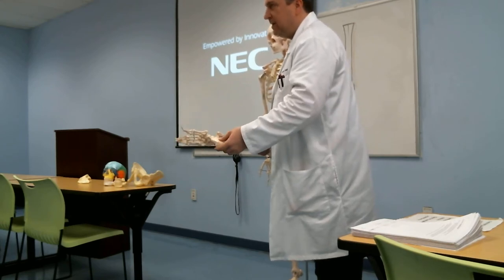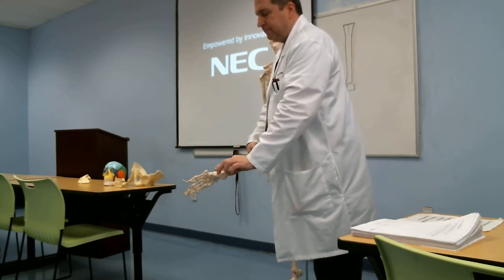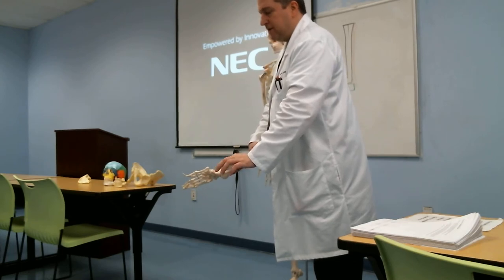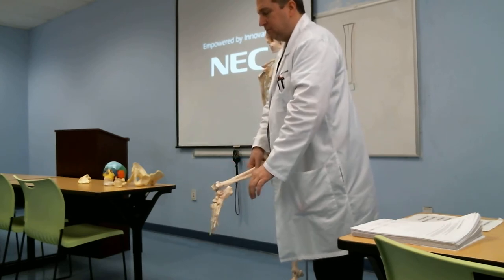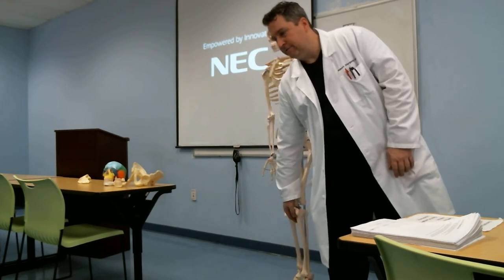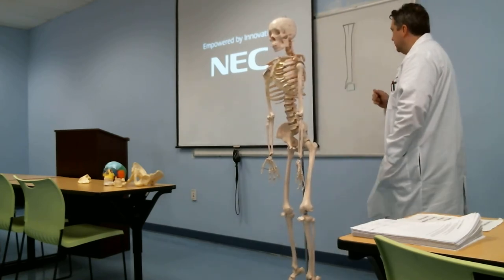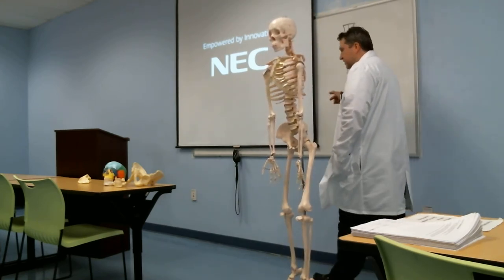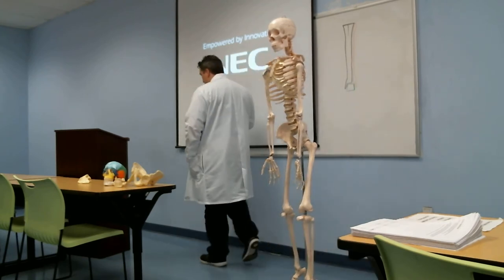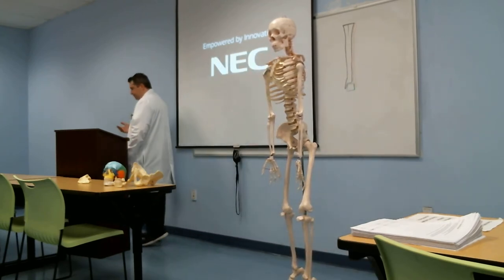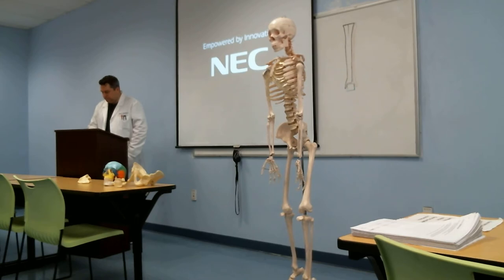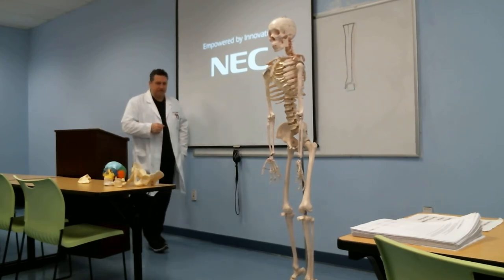And then there's the big heel bone. That is called the calcaneus. You don't need to know the other five. You just need to know those two. The astragalus or the talus. I prefer the talus. You'll see that one more, I think. And then the calcaneus.